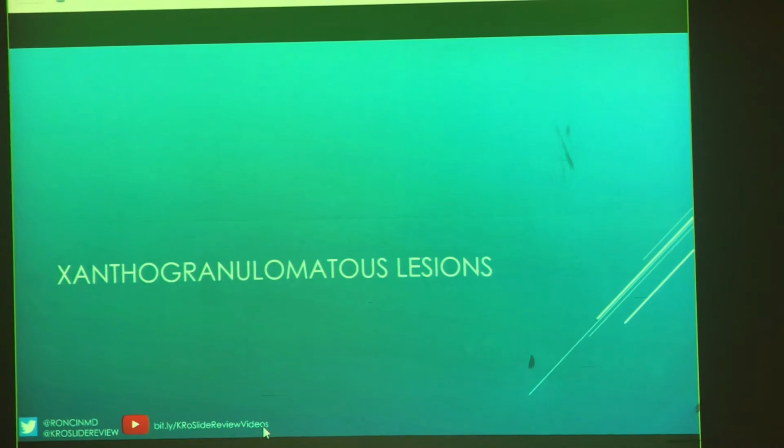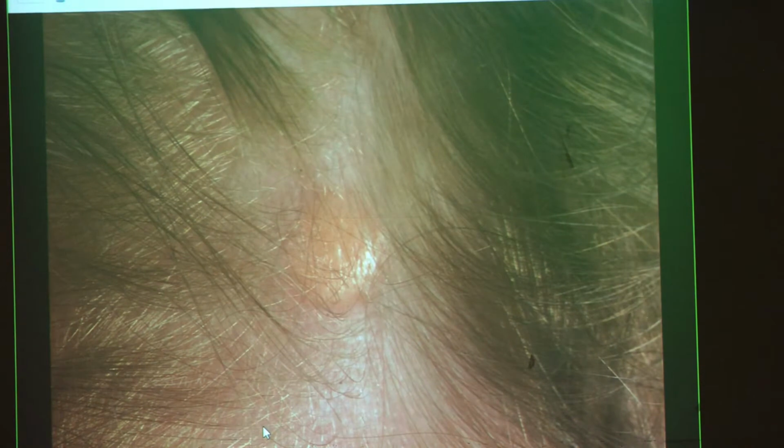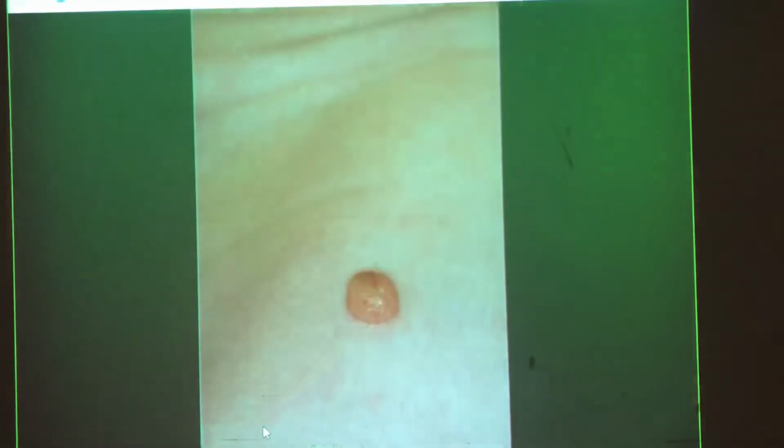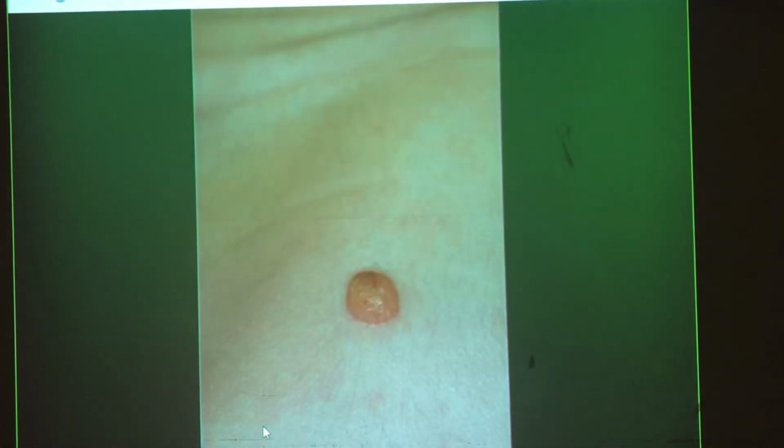So then we move on to our xanthogranulomatous lesions. This is case 5. Is it on the scalp? It is on the scalp, sort of raised. Not a papule, nodule, I don't know. There are derm terms and measurements I don't remember, but something raised. Not much erythema though. It doesn't look like it's irritated or anything like that.